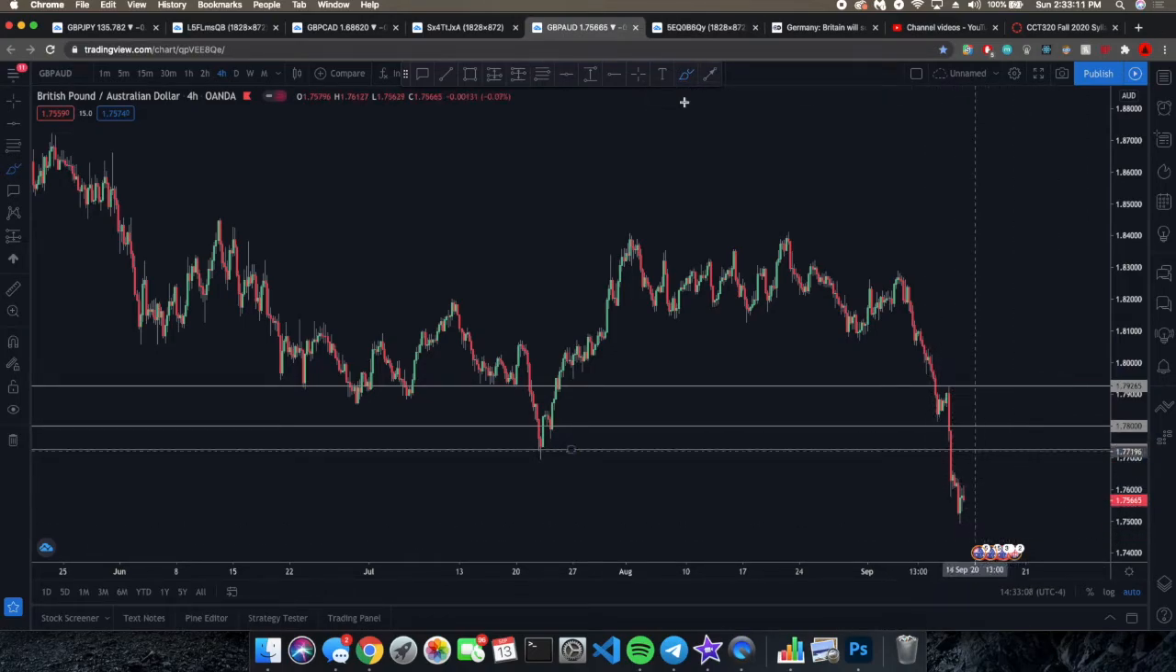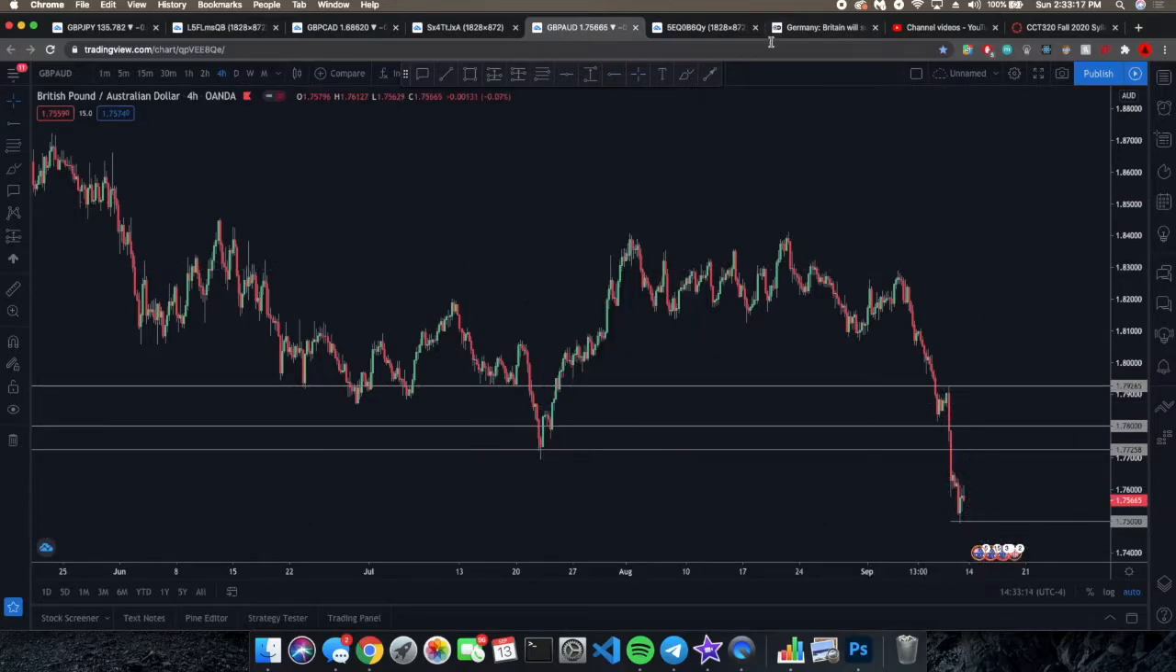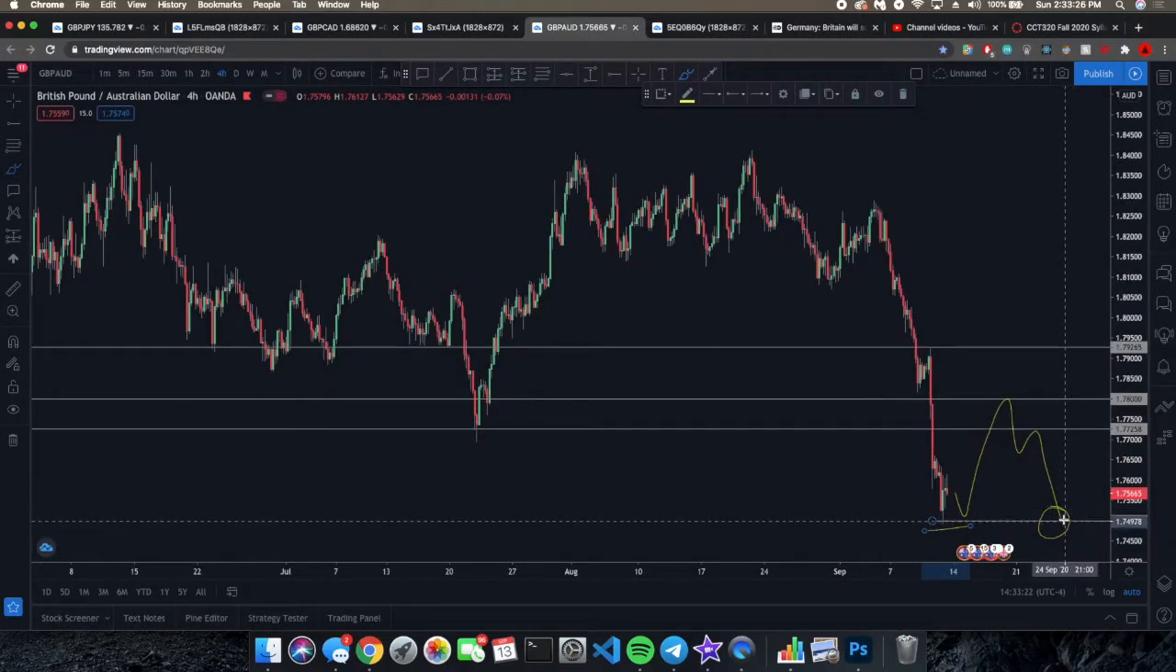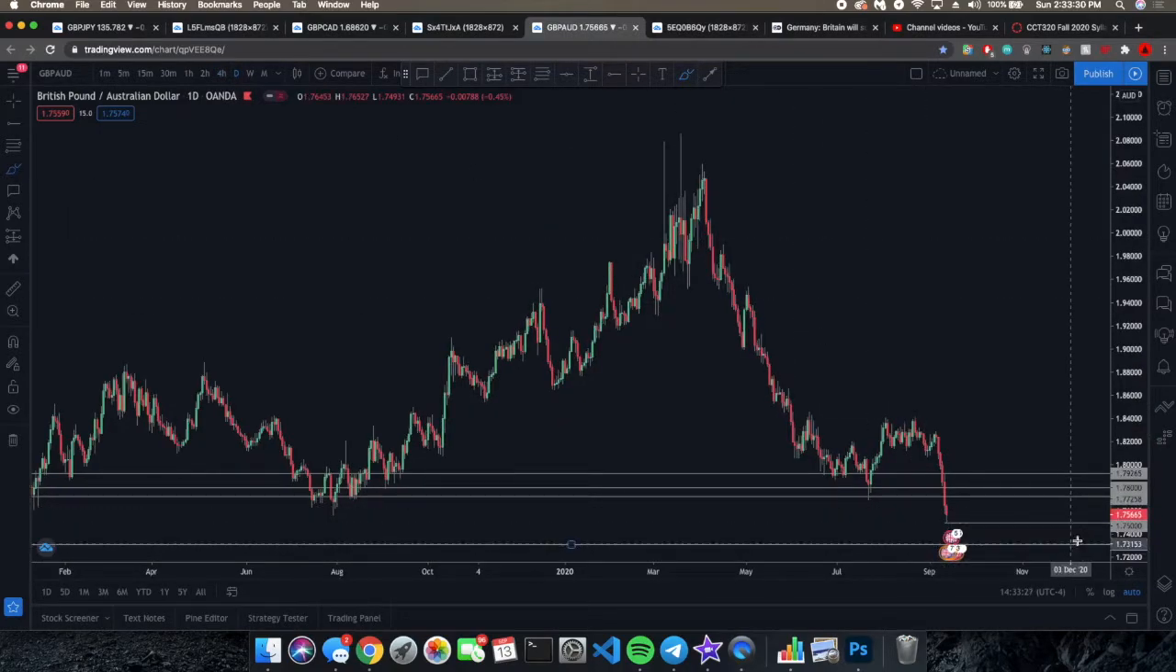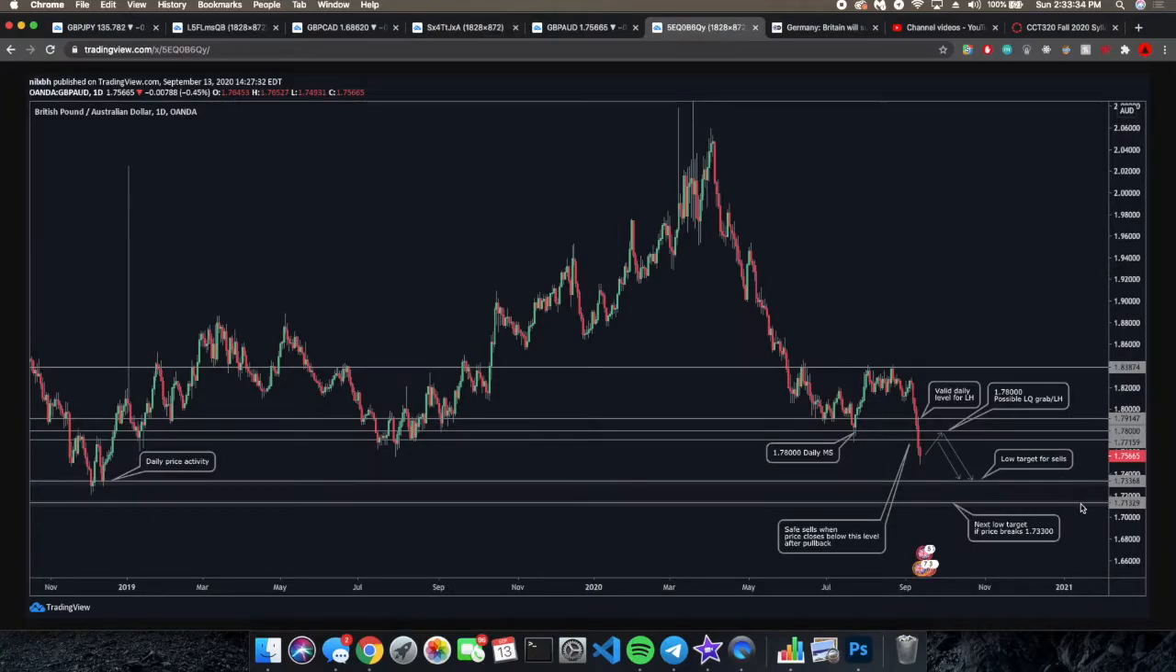Pull back. We currently do have an intraday support at 1.7500. So we'll be watching, maybe it'll tap here initially and then go up, right? Create a lower high. And then this would be our first target for sells. And then we can continue down lower. So our low target in daily is 1.73-ish, right? Oops, I keep clicking the wrong one, 1.73.